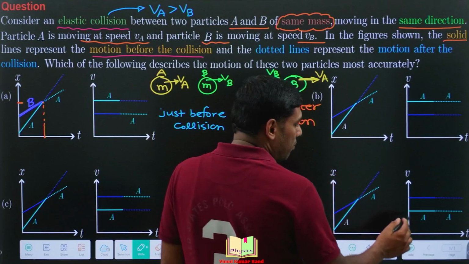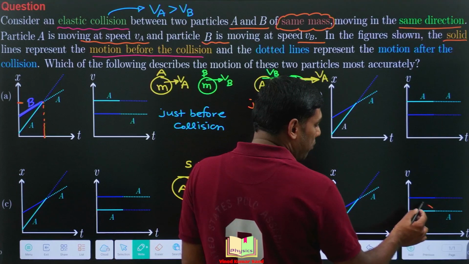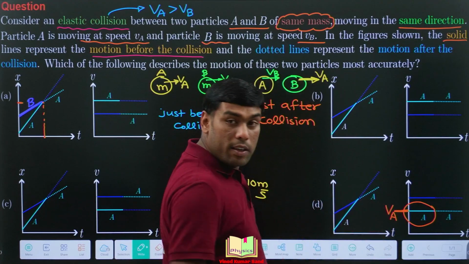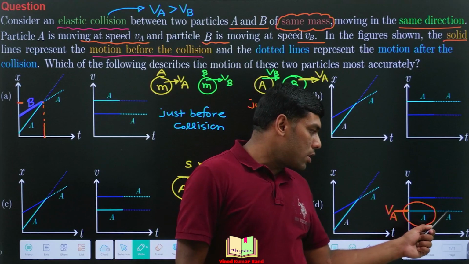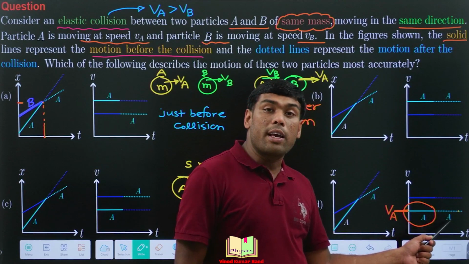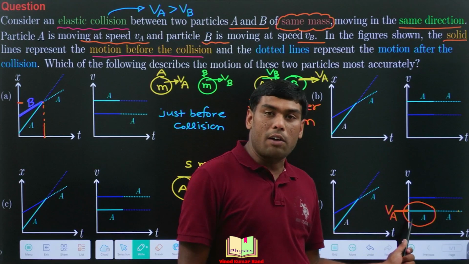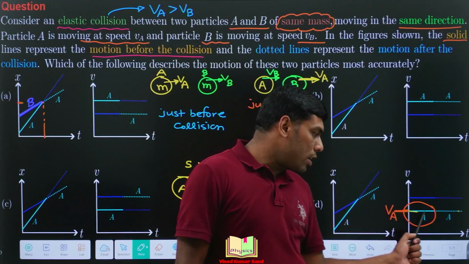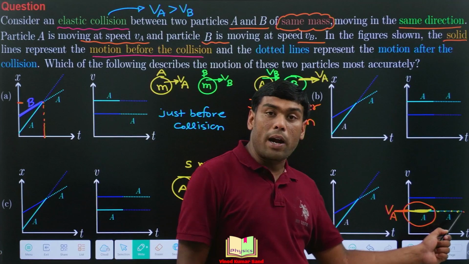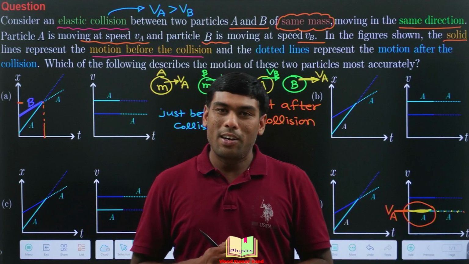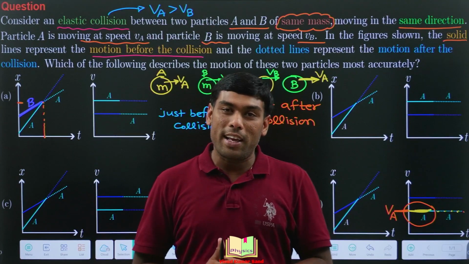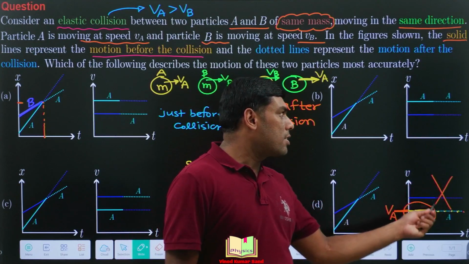Suppose I check this graph. Here, if we observe carefully, before the collision, the speed of A is shown here as V, and the dotted line shows the motion after collision. The speed of A is shown at the same level. This graph is telling that the speed of A before the collision, the solid part, and the speed of A after the collision, the dotted part, are the same. Will it happen? No. Due to collision, the particles have exchanged their velocities. How can the speed of A remain same? It means this option is wrong.